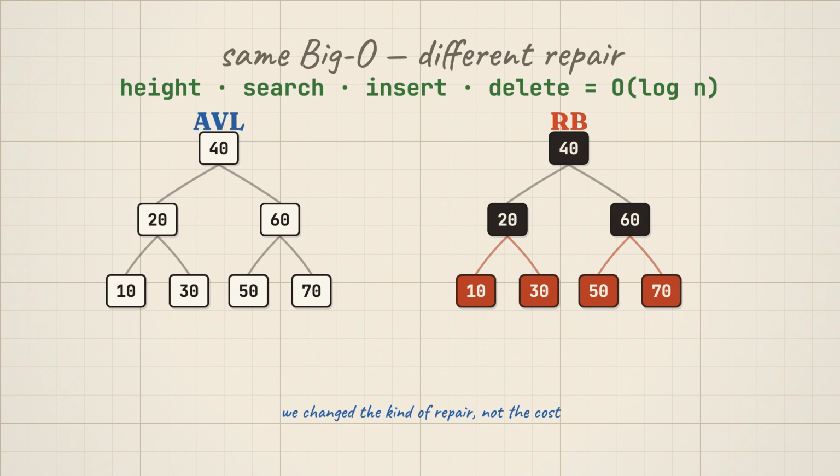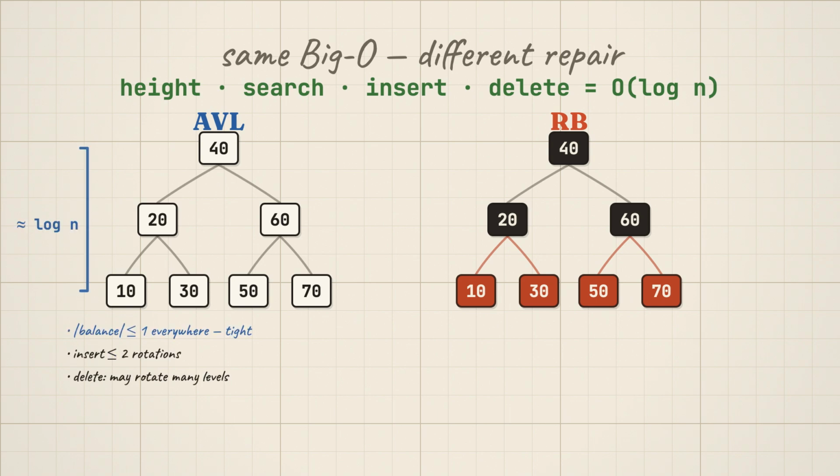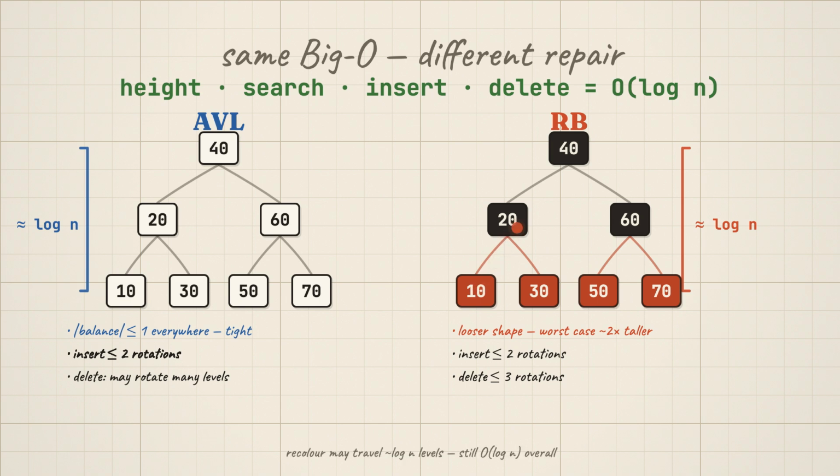We changed the kind of repair the tree performs. AVL controls the height difference very tightly at every node. Red-black allows more freedom in the shape, so it may be somewhat taller. But a repair can travel upward through color changes without repeatedly reconnecting large subtrees. In the standard algorithm, insertion requires at most 2 rotations, and deletion requires at most 3. Recoloring may still travel through about log n levels, so the full operation is still about log n steps.